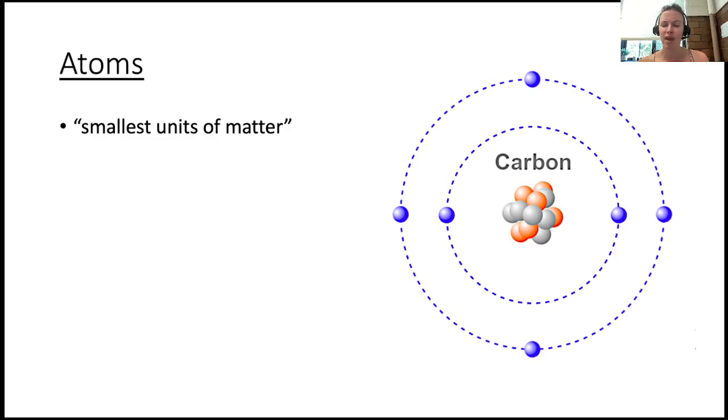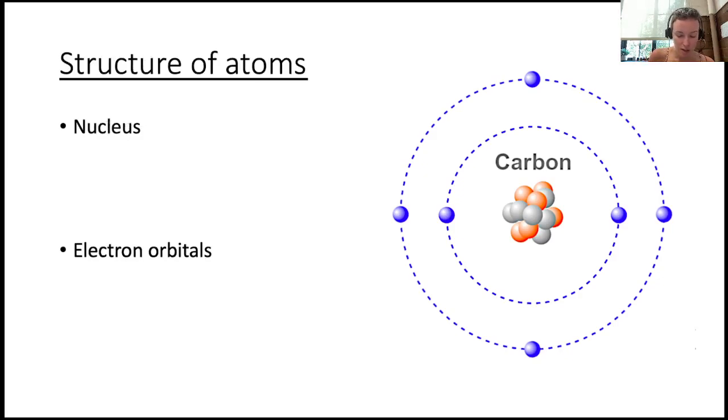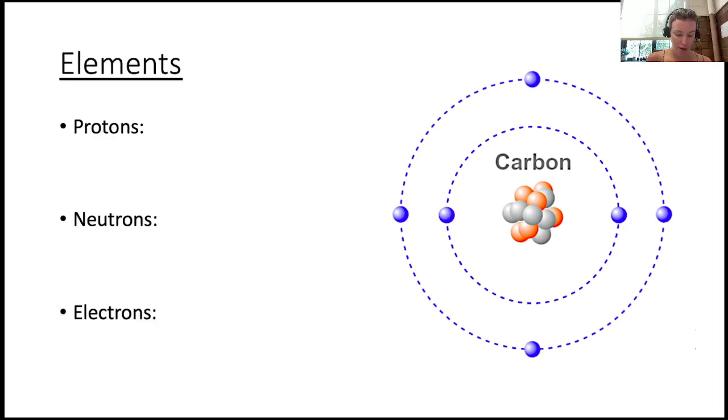So what is inside of an atom? The elements of an atom are protons, neutrons, and electrons. Protons are positively charged particles that reside in the nucleus.